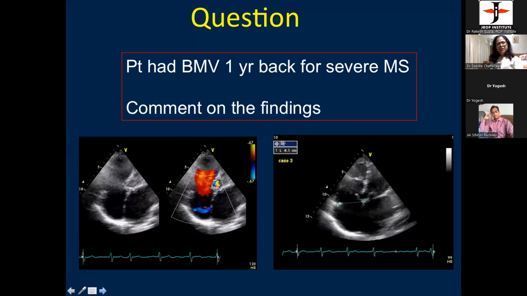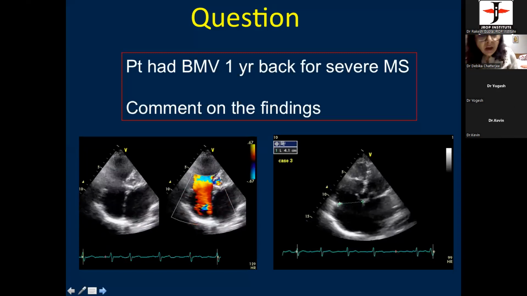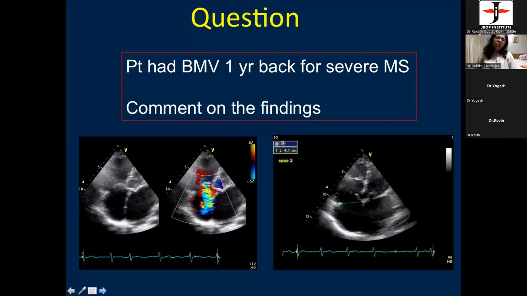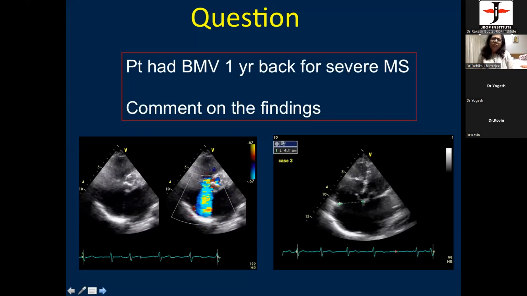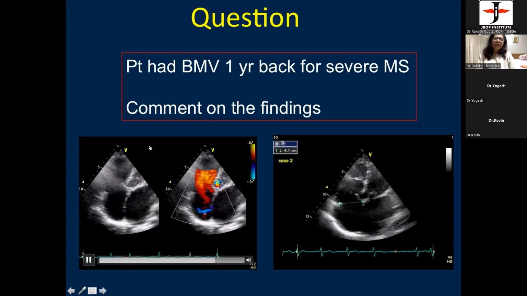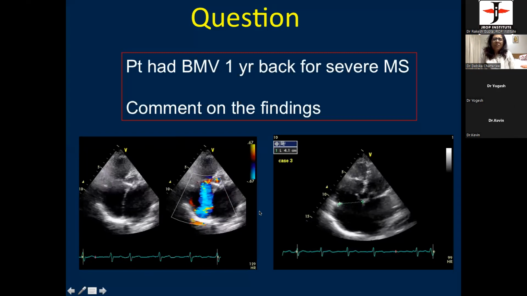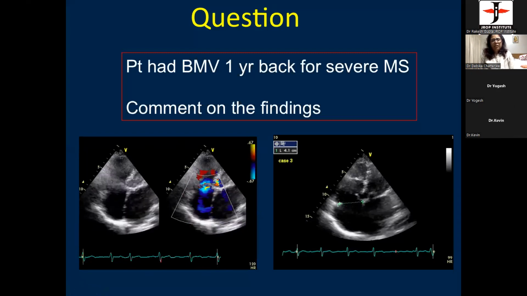This particular patient had balloon mitral valvotomy a year back for severe rheumatic mitral stenosis. Now the patient has come back with shortness of breath, and when I did the echocardiography, this is my finding. Now comment on the findings. Ma'am, there is severe MR.